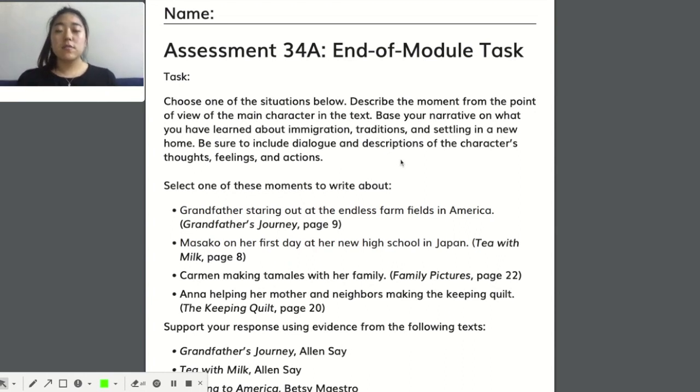Immediately we know we need to describe the moment from the point of view of the main character in the text. When you're looking through the different moments, you need to make sure that you want to be that character, right? We'll take a look at that list of moments below. Again, point of view is from that character's perspective, how that character thinks or feels.